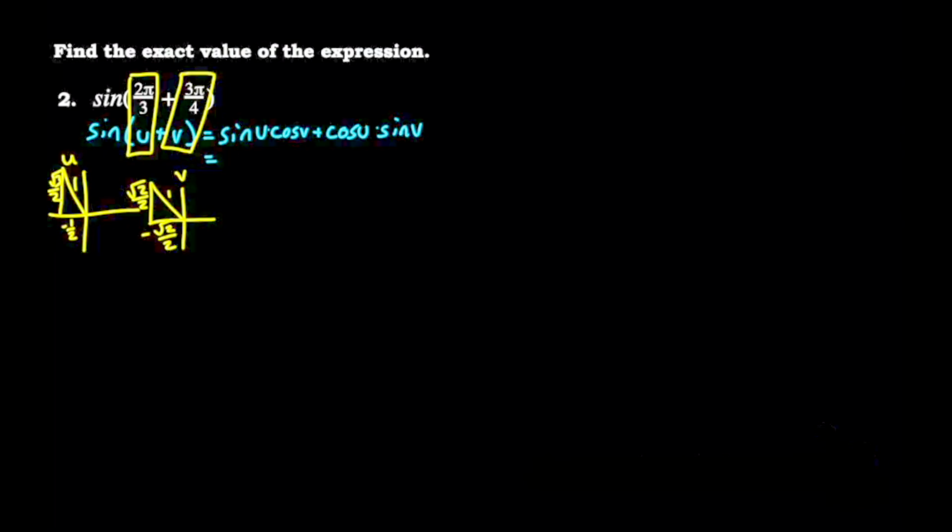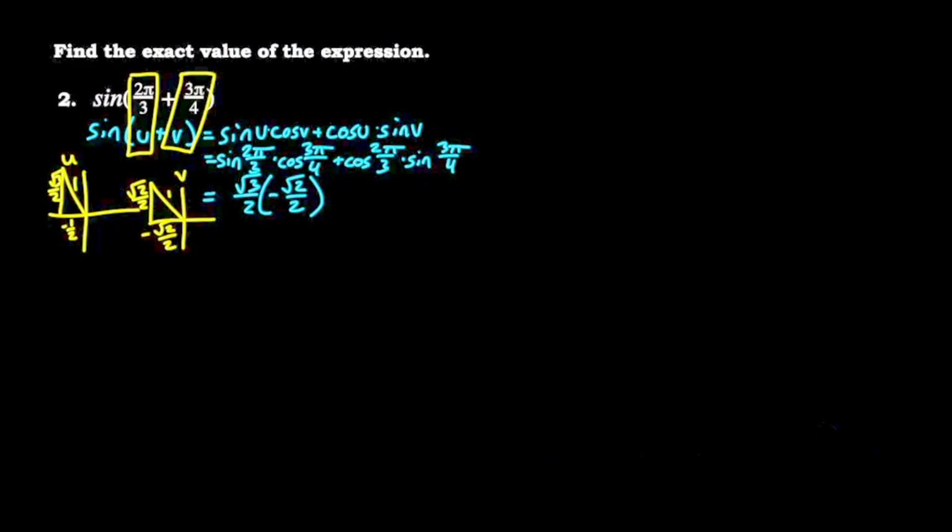Again, I'm just going to rewrite this quickly, but replacing u and v with 2 pi over 3 and 3 pi over 4. And then it's just a matter of getting all of these values from the special triangles that we drew out to the left. So sine of 2 pi over 3 was this tall y value, that was the square root of 3 over 2. The cosine of 3 pi over 4 was negative square root of 2 over 2.